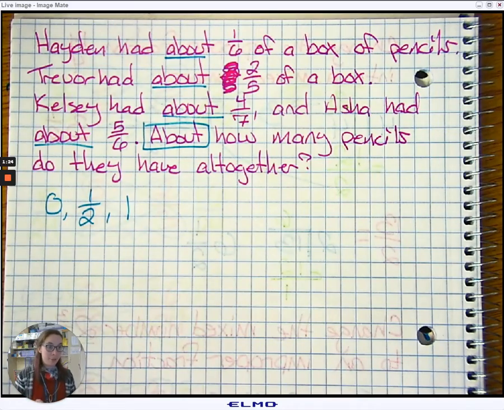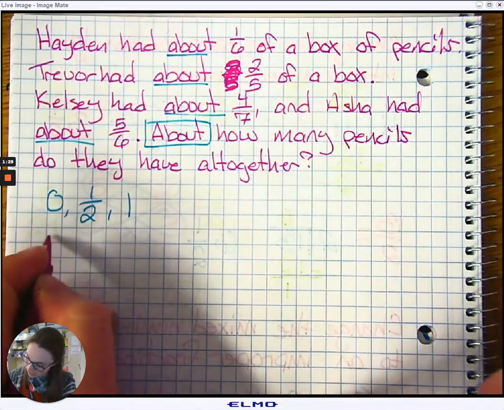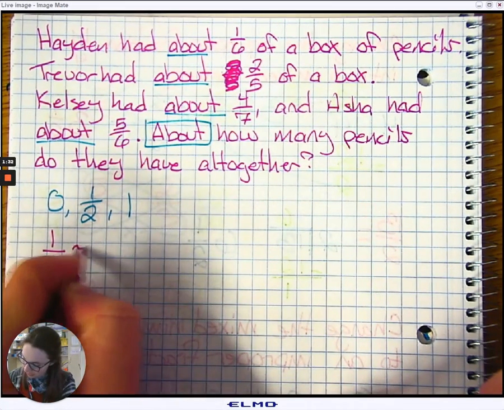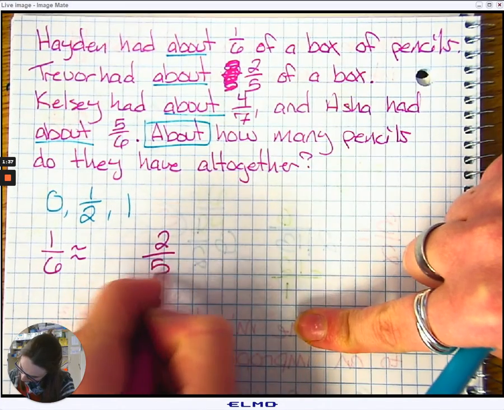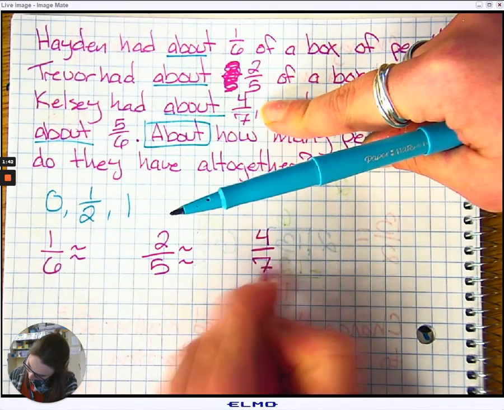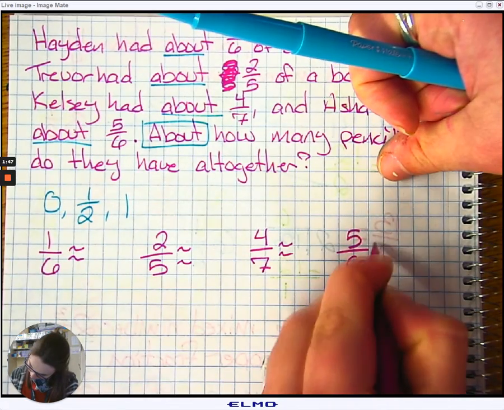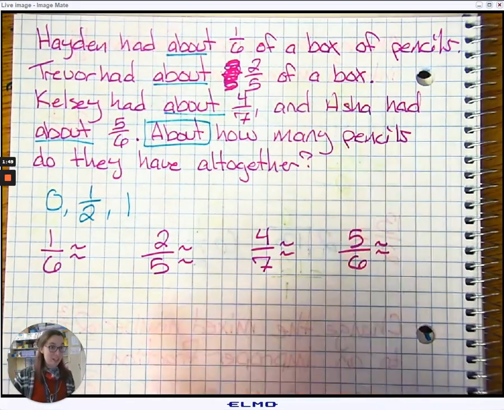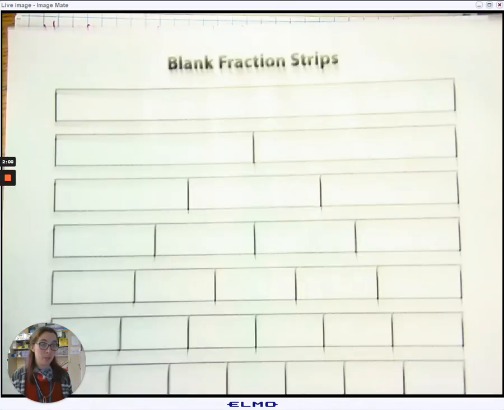So we have 4 fractions. We have 1/6, which we will say equals about something. We have 2/5, which equals about something. We have 4/7, which is about something. And we have 5/6, which is about something. Notice that I am using the squiggly equals here because I am not saying that they are equal to, I'm saying they are about equal to. So the question is, what are they closest to? 0, 1/2, or 1.